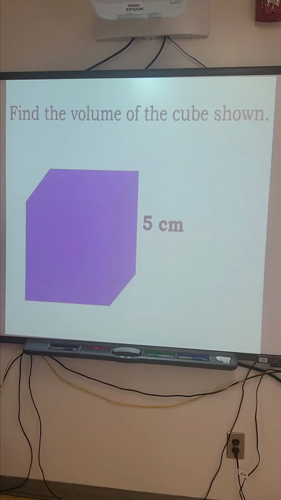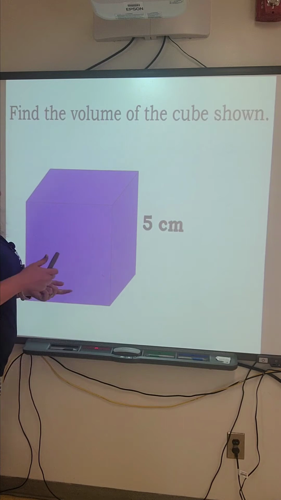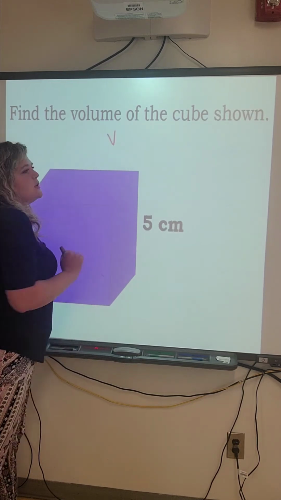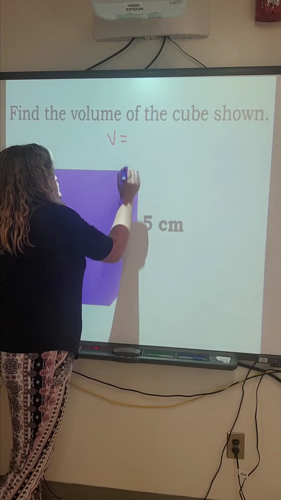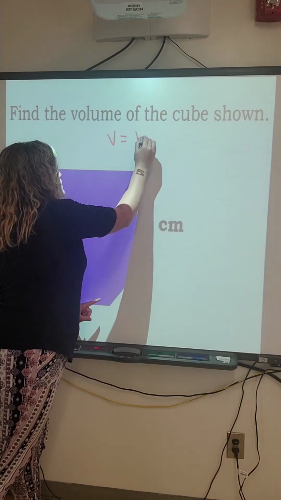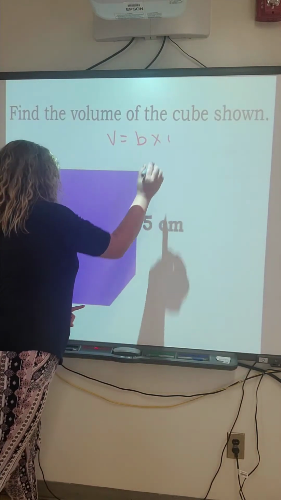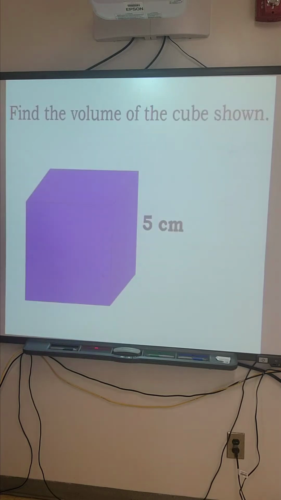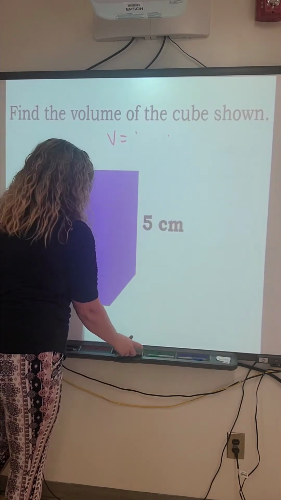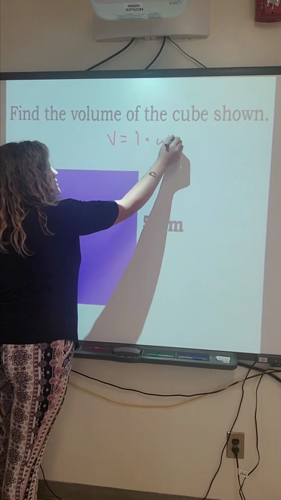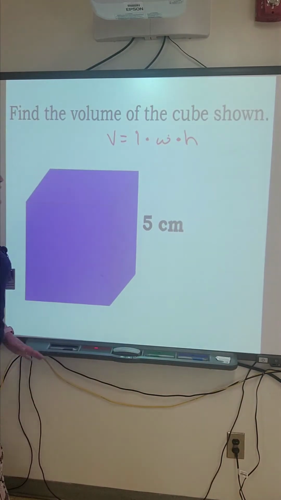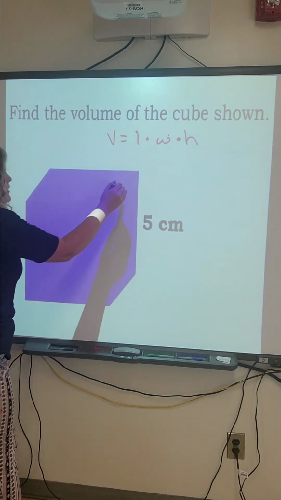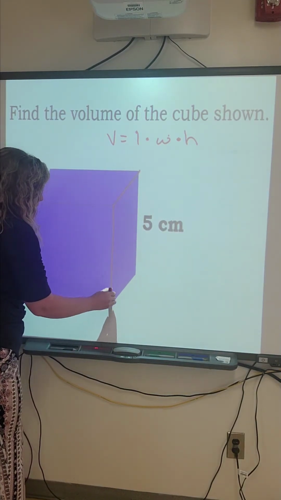So find the volume of the cube shown. So this is a rectangular prism. So the formula that we're going to use is volume equals your base times, or length times width times height. Length times width times height. Now, since we have a cube, we know that this is a square.